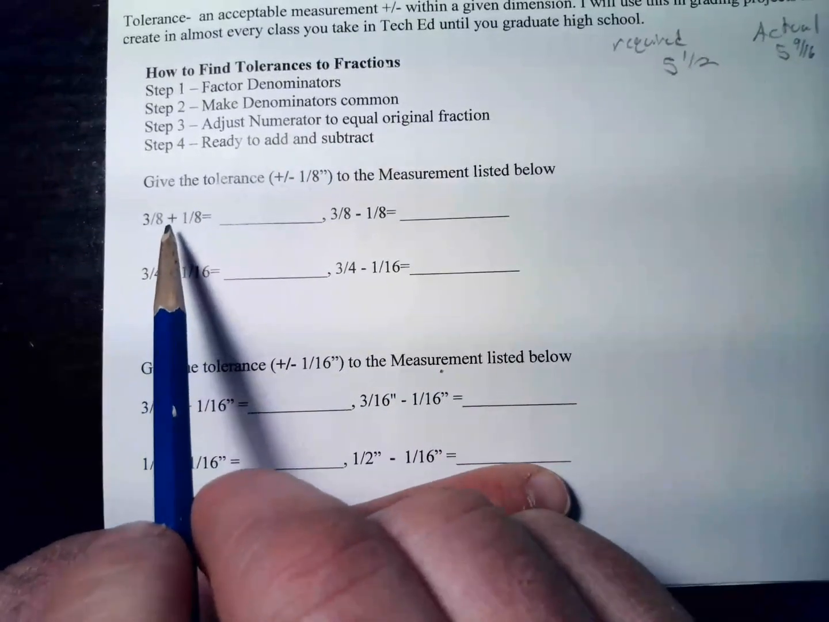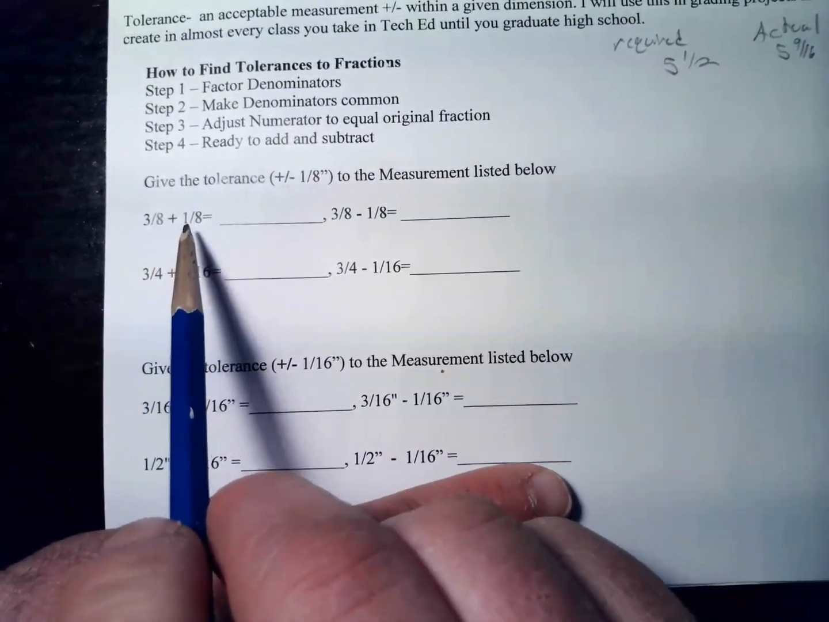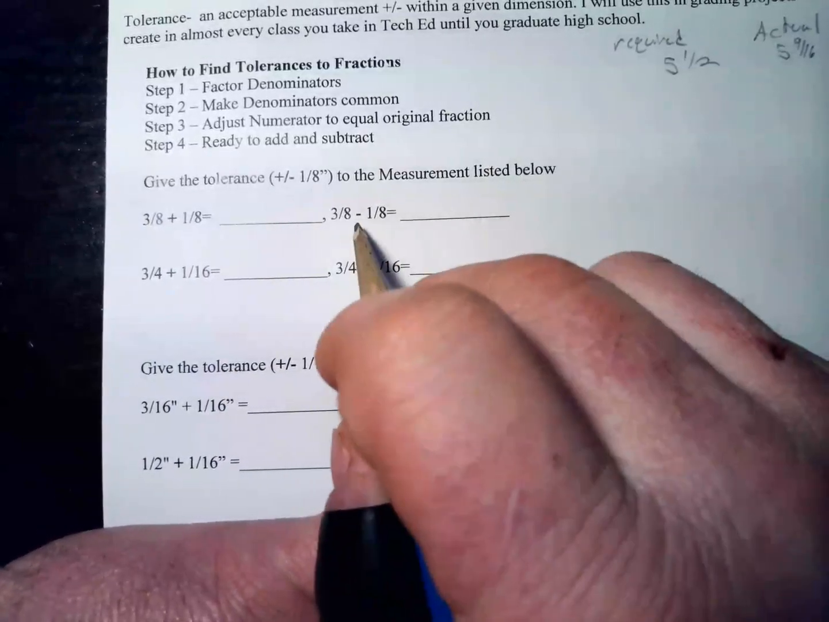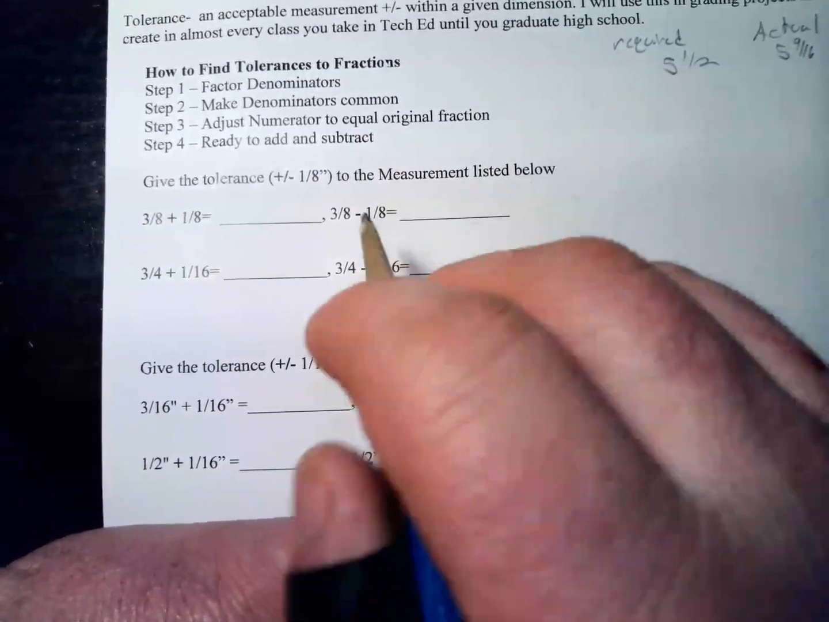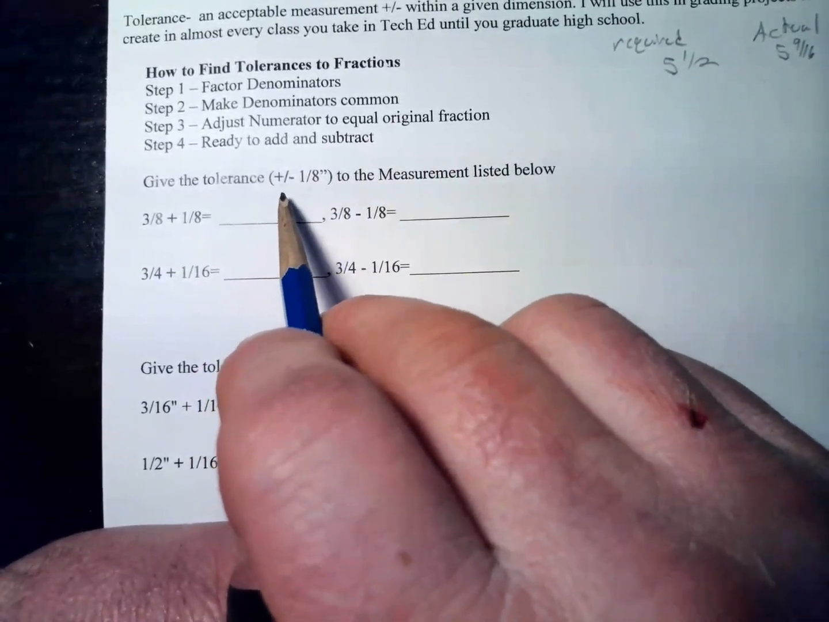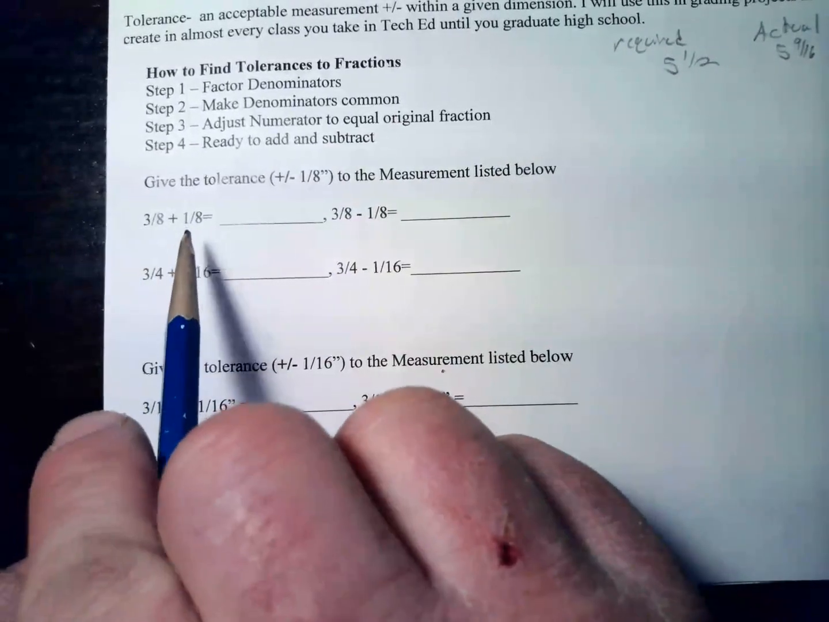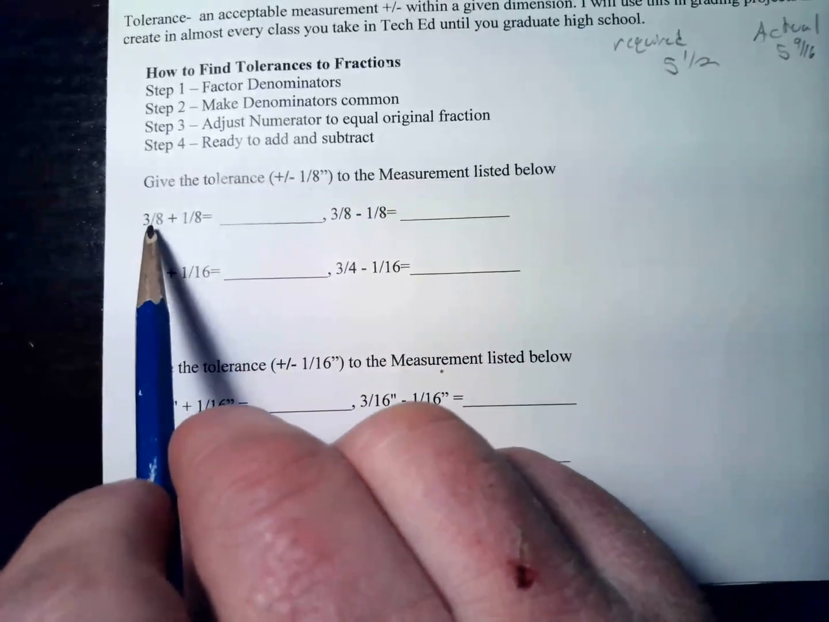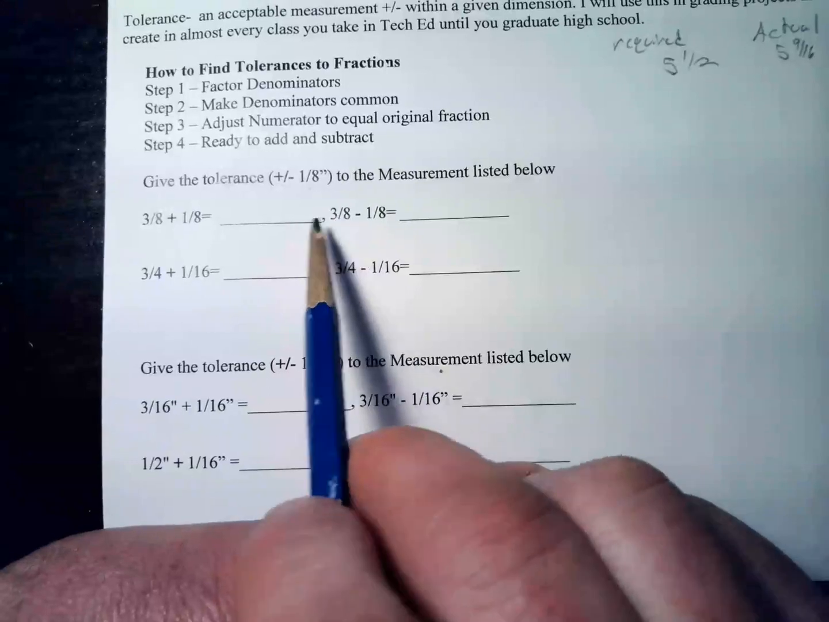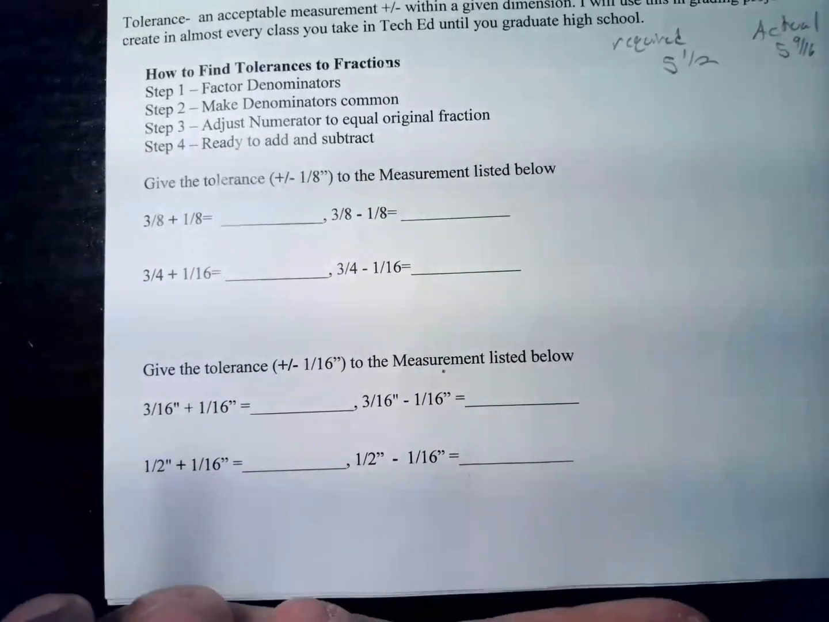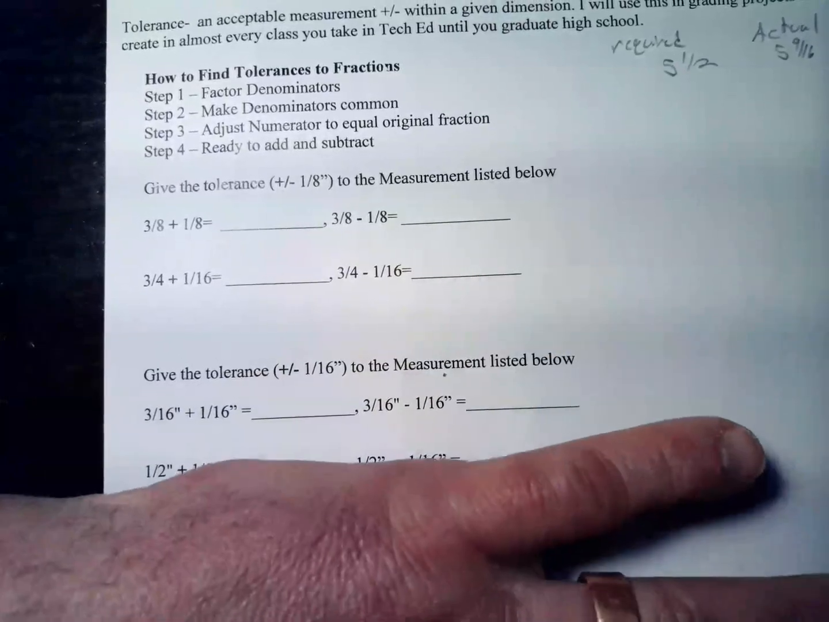So if we had a tolerance that was an eighth of an inch, what we're going to basically do is get an acceptable measurement. So if you were to create something and you have an eighth of an inch tolerance, if you made it an eighth of an inch less or an eighth of an inch more, then you're finished. You wouldn't lose any points.